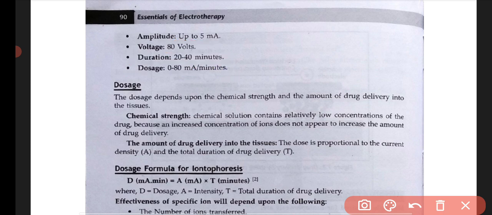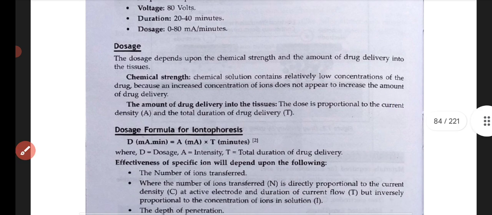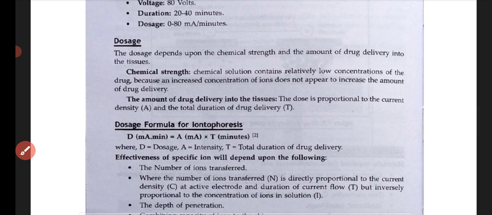Next, the dose. The dose depends upon the chemical strength and the amount of drug delivery into the tissue. The chemical solution contains a relatively low concentration of the drug because an increased concentration of ions does not appear to increase the amount of drug delivery. The amount of drug delivery into the tissues, the dose, is proportional to the current.